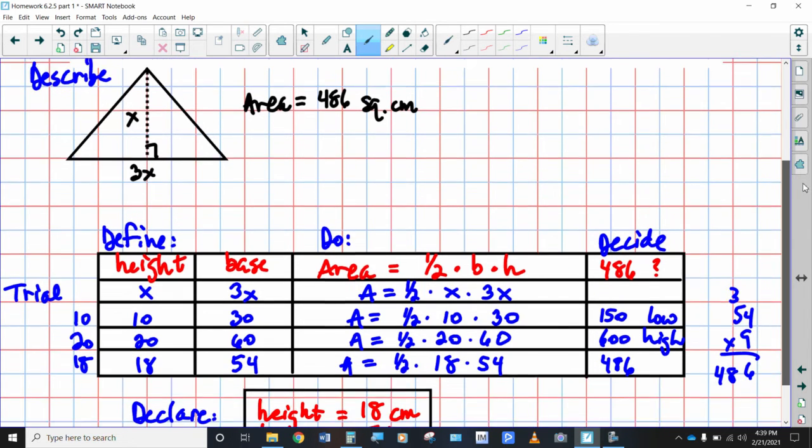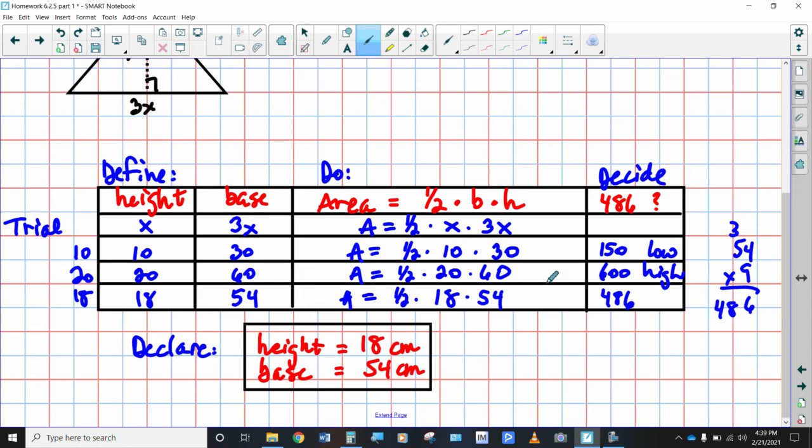So that's where the guess and check table comes into play. Just make up a number for x, triple it, and that would be your base, and then we plug all of that into the formula. Take 1/2 of base times height. 1/2 of 300 is 150, which is too low. Make this 20, make that 60. 1/2 of 1,200 is 600, which is too high.